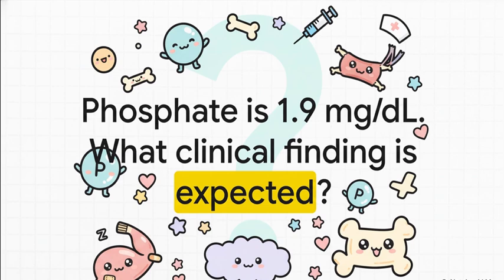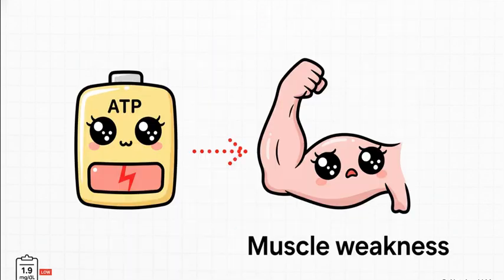All right, let's try one more. A client's lab results show a phosphate level of 1.9 milligrams per deciliter. Which clinical finding would the nurse anticipate seeing? And the answer is muscle weakness. A phosphate level of 1.9 is critically low. Remember our key concept, phosphate equals power. When phosphate is low, ATP production is low, and that directly leads to muscle weakness. Your priority assessment here would absolutely be their respiratory status.